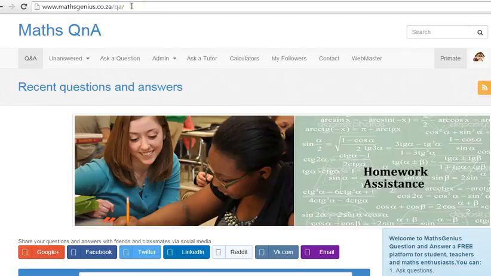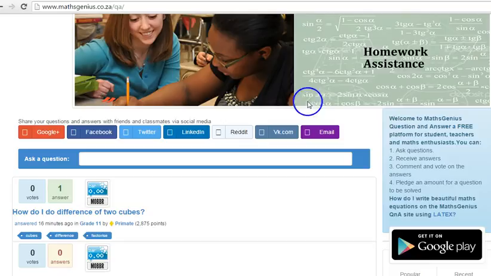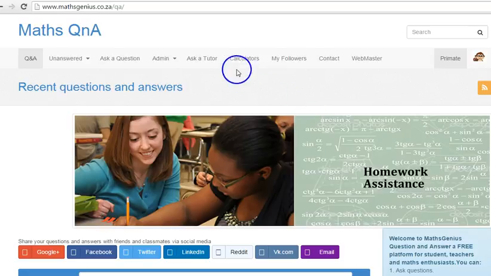Today we're going to be doing difference of two cubes, but we'll be doing it from the Maths Genius website, where we're saying this site is a maths question and answer site where you could go in and ask a question, or as you can see here, you can receive answers, comment and vote on the answers, pledge an amount for a question to be solved, but this is an option, and also to ask a tutor, because you find that there's a directory of tutors that is there on Maths Genius.